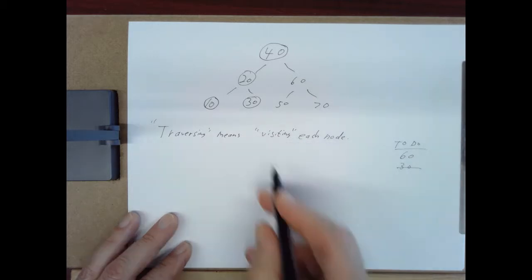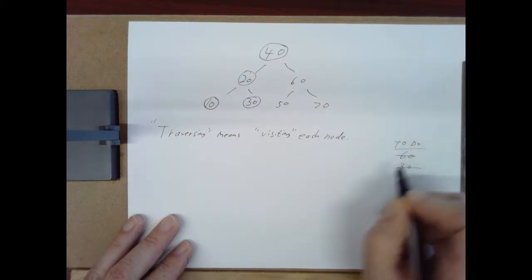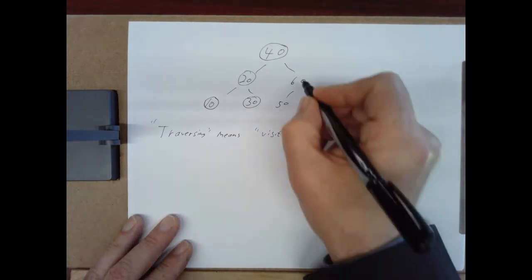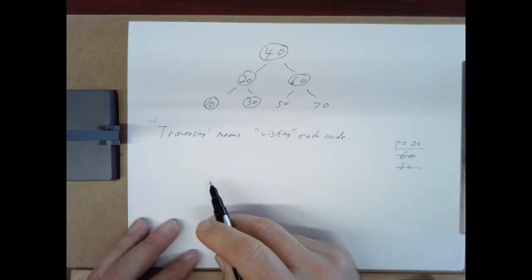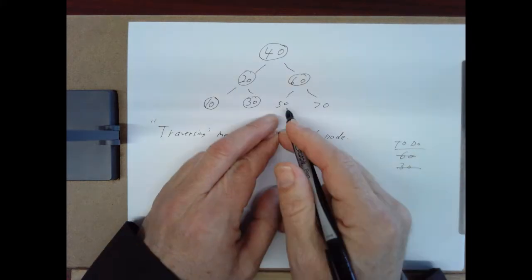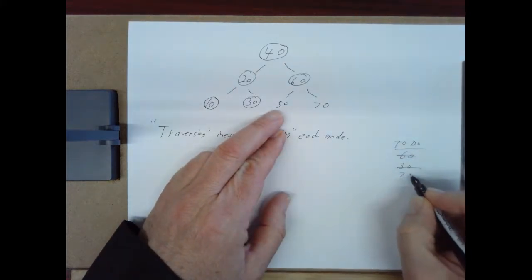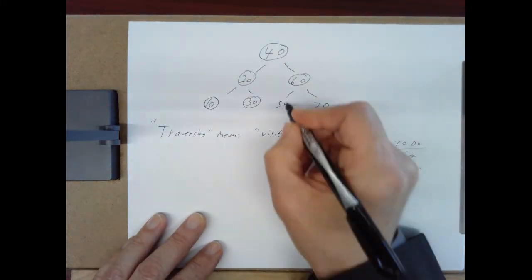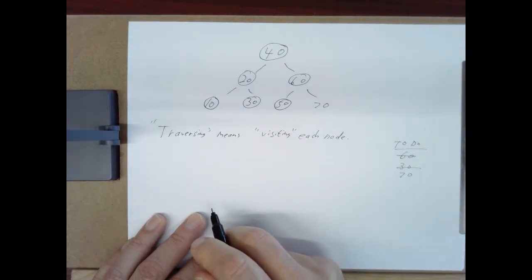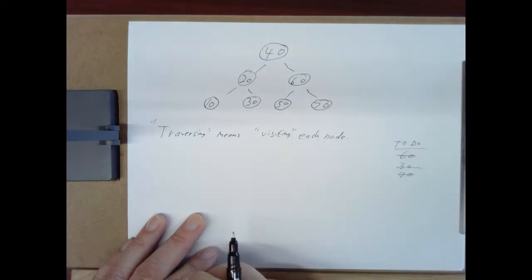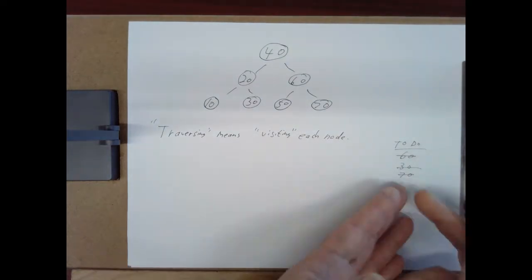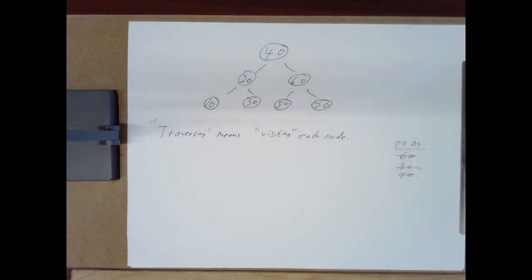So I'll go back to my to-do list, and I'll say, oh yeah, I had to visit 60 also. So I'll go up here to 60. And now I have to visit the left and right nodes. So maybe I'll choose to visit the left, but I need to remember to come back and visit 70. So I'll go to the left and do 50. There's no children there. I'll come to my to-do list, visit 70. There's no children there. There's nothing left on my to-do list. I know I visited every node. So that's an example of traversal.